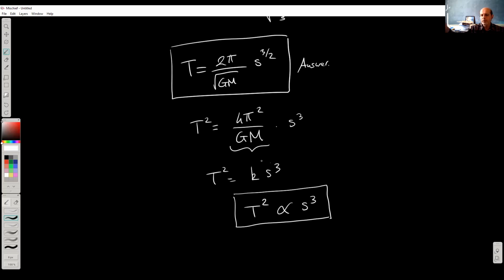It doesn't depend on, for example, its size, whether it's a star or just a small object, it doesn't matter. It's going to be the same. It will just depend on the mass.